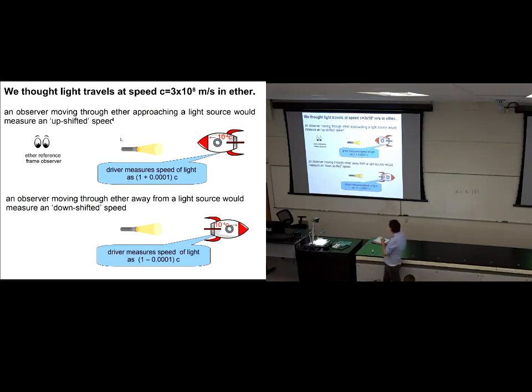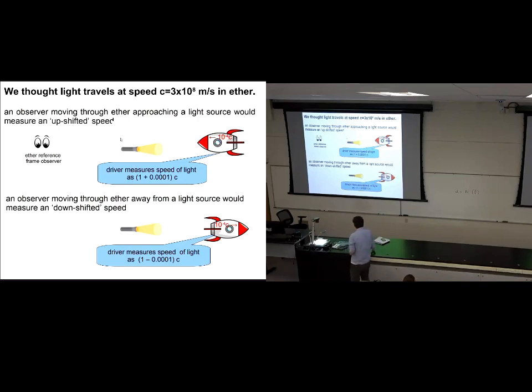And so this is the same effect that we talked about for the sound waves. If you approach the source of the sound waves, you see an upshifted speed. If you recede from the source of the sound waves, you see a downshifted speed. If you approach the source of light, you see an upshifted speed of light. If you recede from the source of light, you'll see a downshifted speed of light. Now, we don't know whether this is true or not true in the 1800s. This is just an idea.